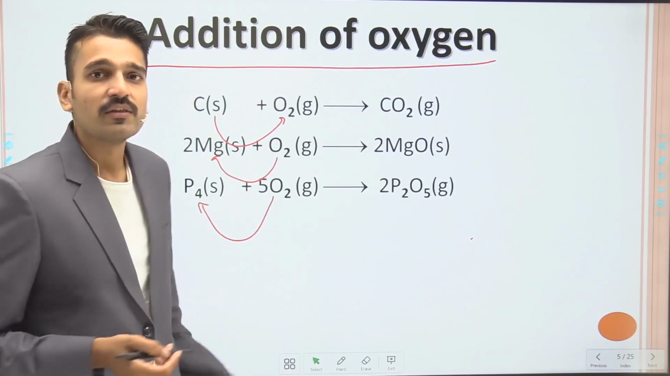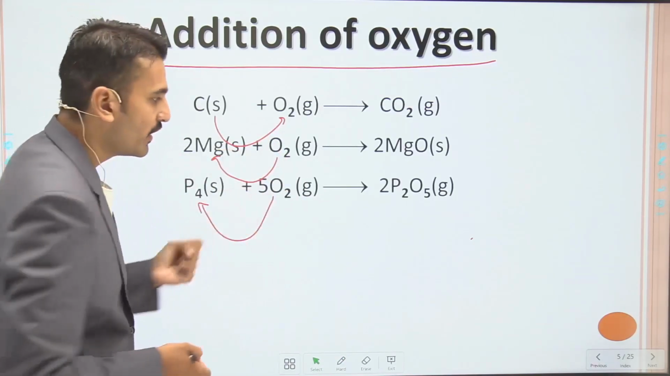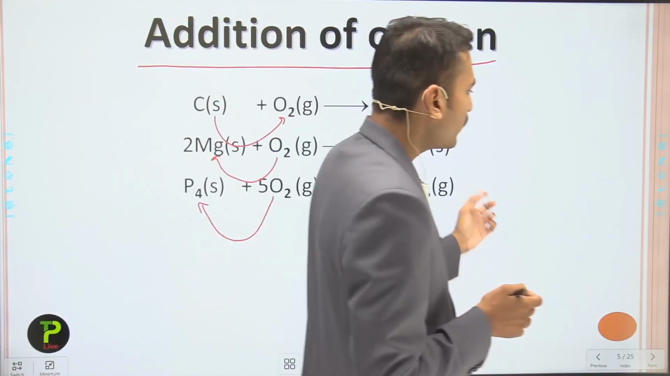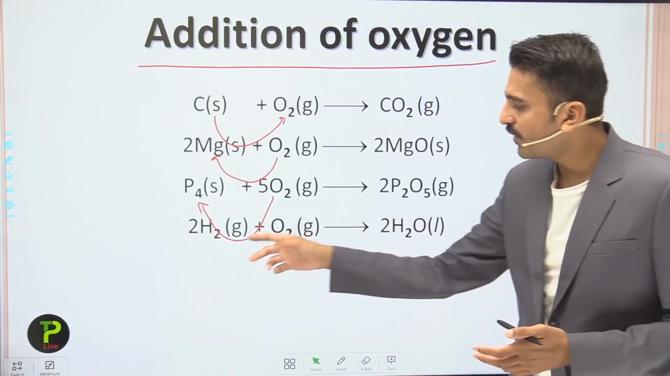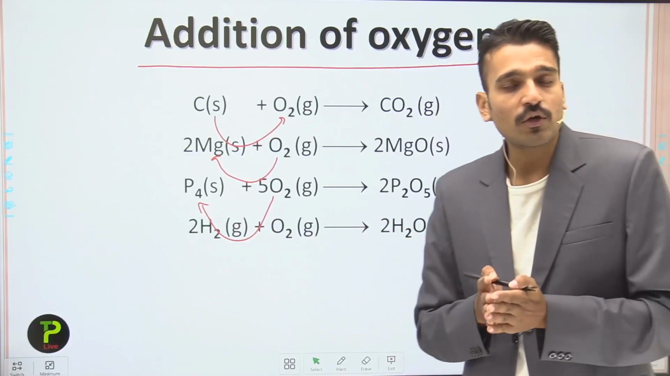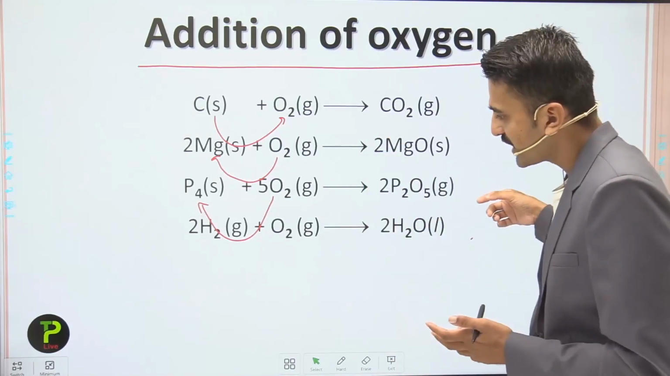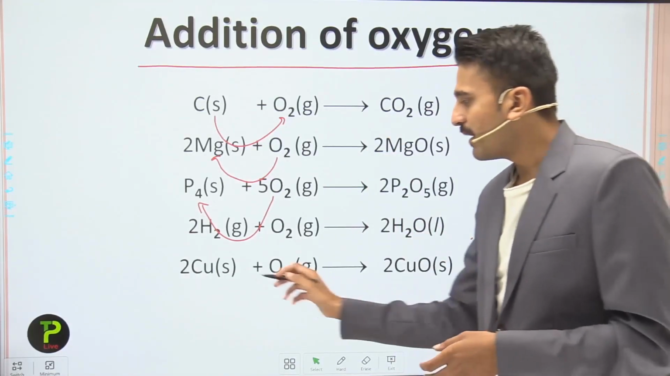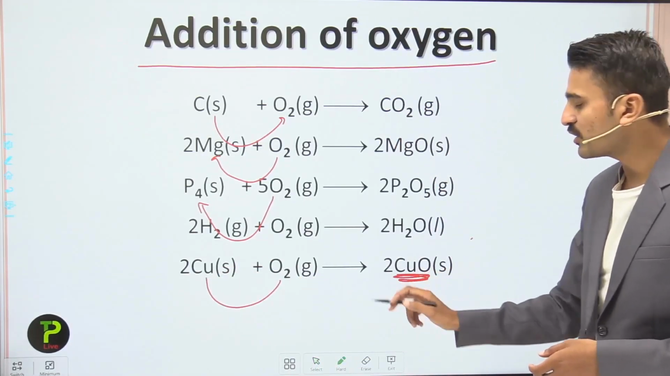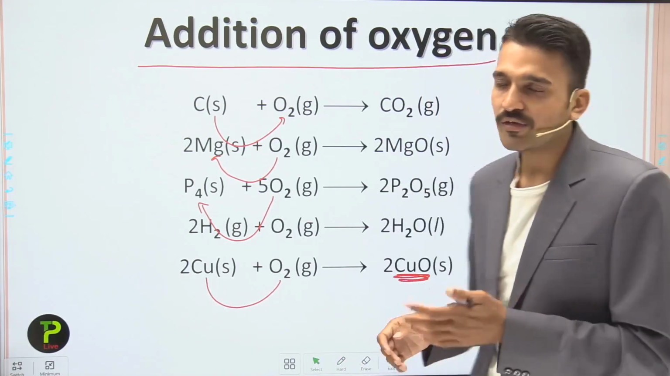In the next reaction you see the oxygen is being added to the phosphorus. How is it being added? The phosphorus reacts with the oxygen to form phosphorus pentaoxide. So this is also a case of what? Oxidation reaction. Moving to another example, we see that the hydrogen burns in the oxygen to form water. This is also a case of oxidation reaction. Another example, when a metal reacts with oxygen, it forms metallic oxide. So the formation of metallic oxide is also what? It is also an example of oxidation reaction.